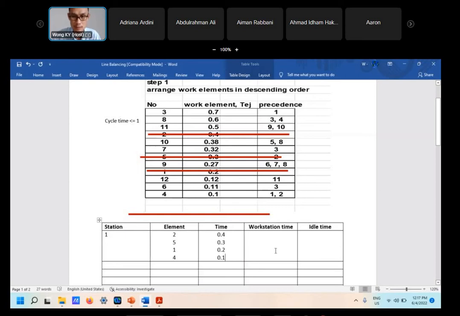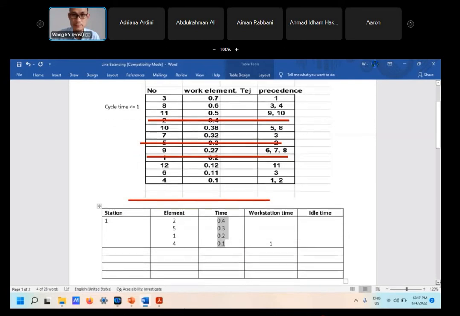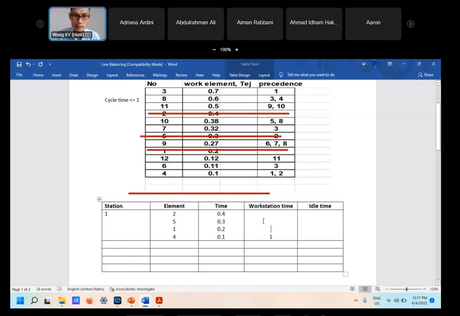So fine, okay? Because we have not exceeded the cycle time. So workstation time for station 1 is 1 now. Workstation time is actually the total of the element time in that station. So we total up this, we get 1. So we are done assigning elements to workstation 1. Then we can start with workstation 2. We can create another new workstation now. Let's call it workstation 2. And we repeat the process.